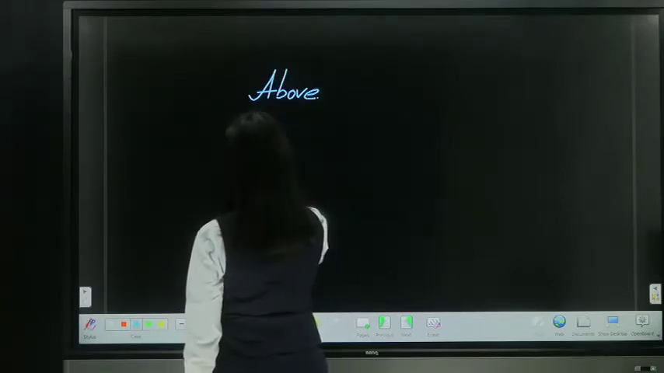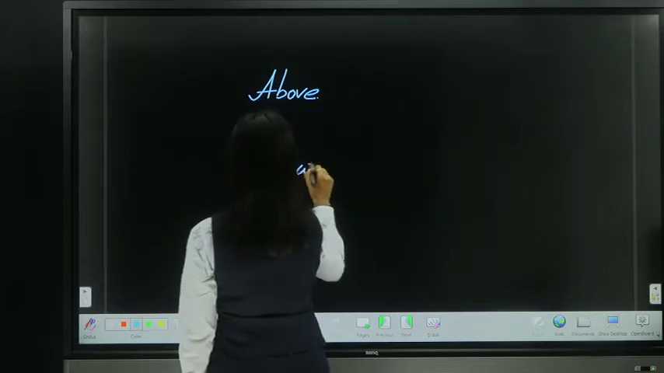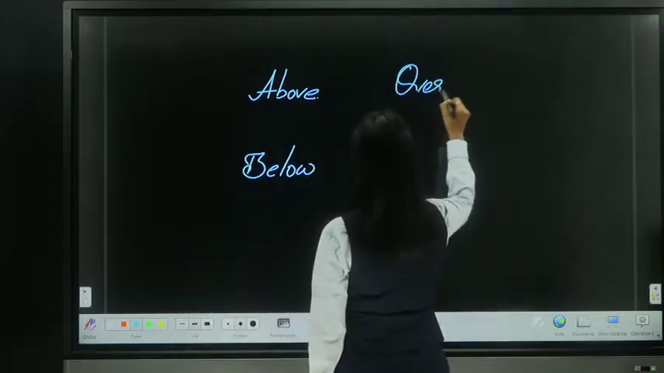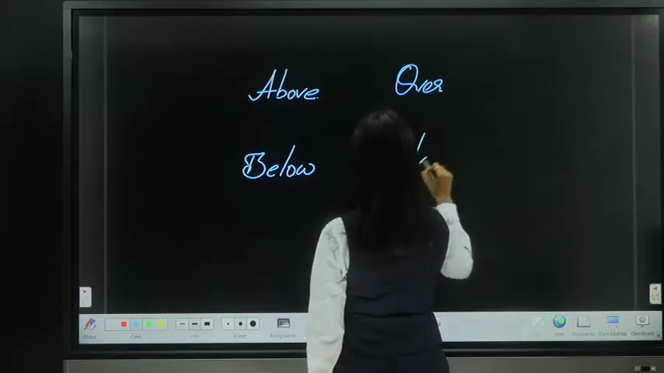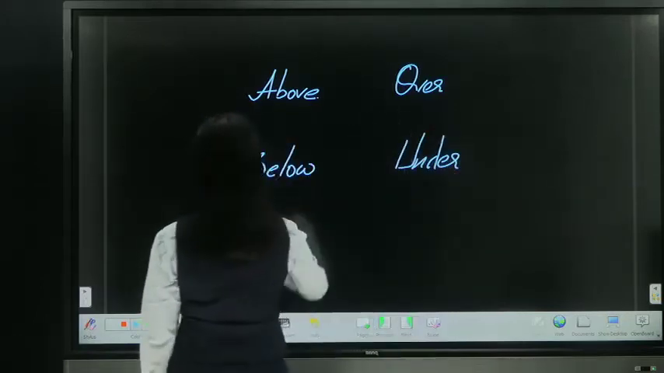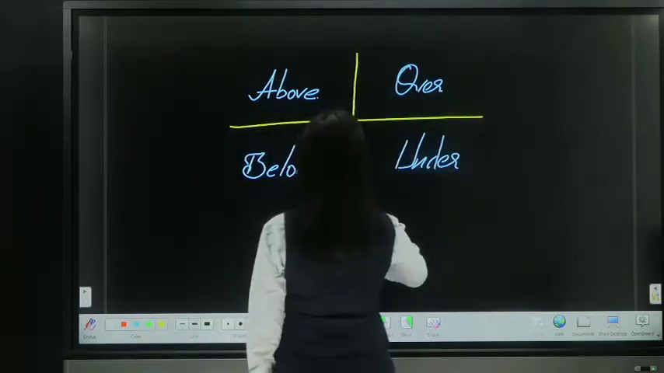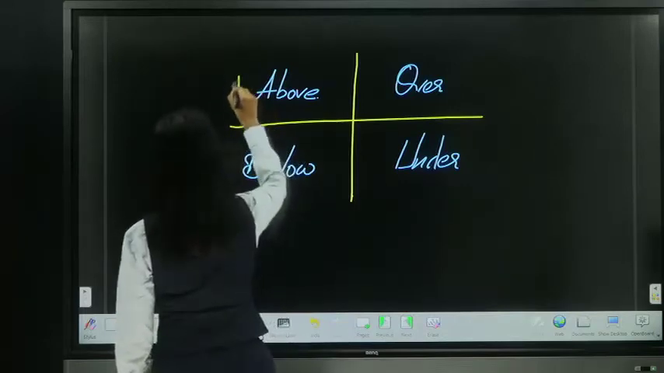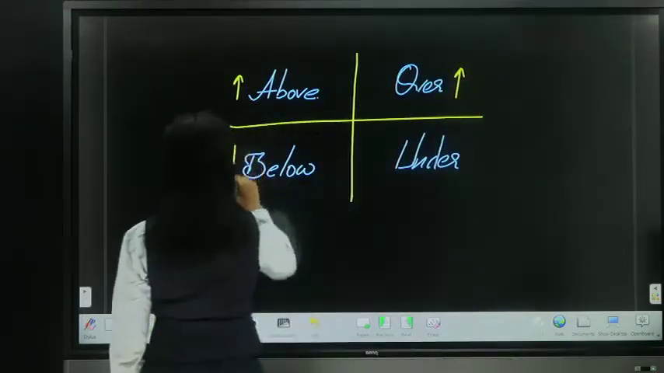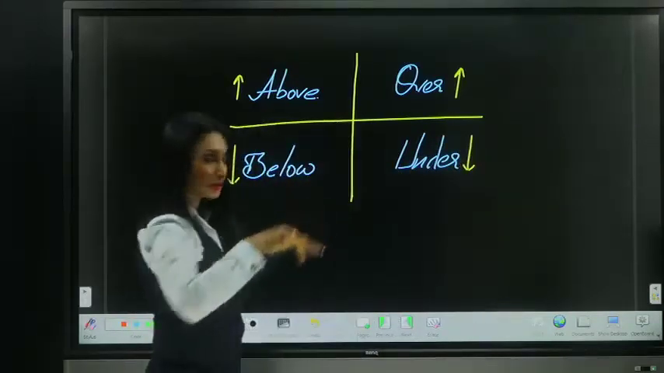Above, below, over, under. So above and over indicate something top in position. Below and under indicate something lower in position, down in position.